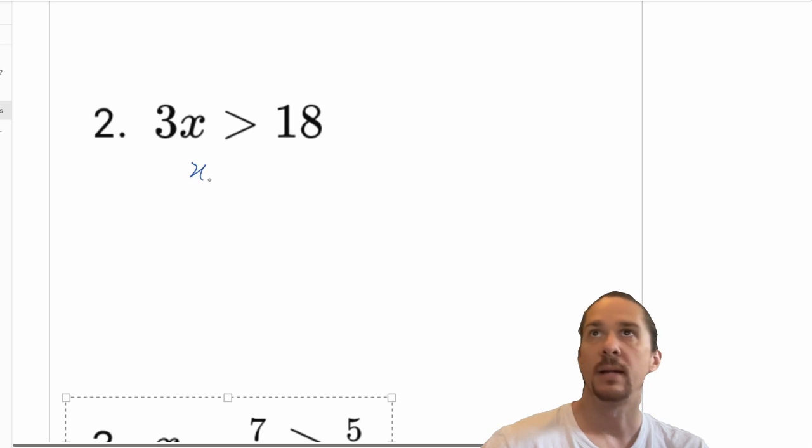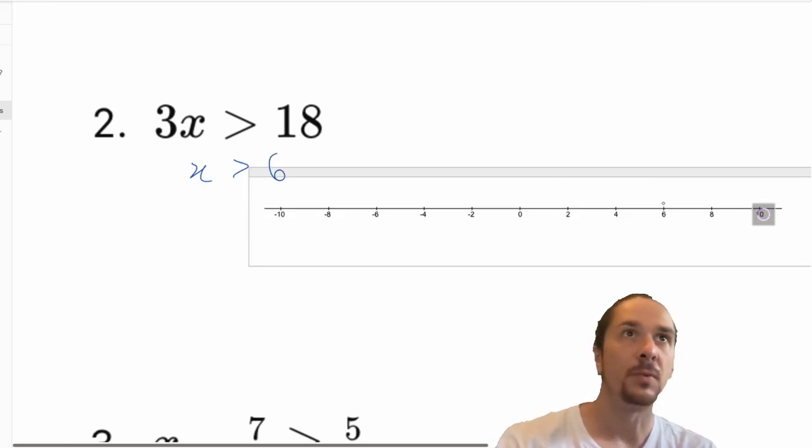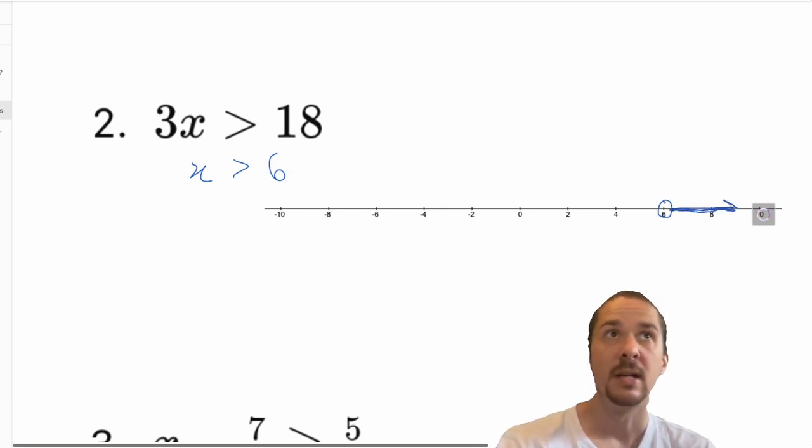This will become x is greater than 6 on a number line. That means we have 6. Now this time I'm not going to fill in that circle. I'm going to leave it as an empty circle, which shows that we can't be 6. X cannot be equal to 6, but we show here that x can be anything greater than 6.